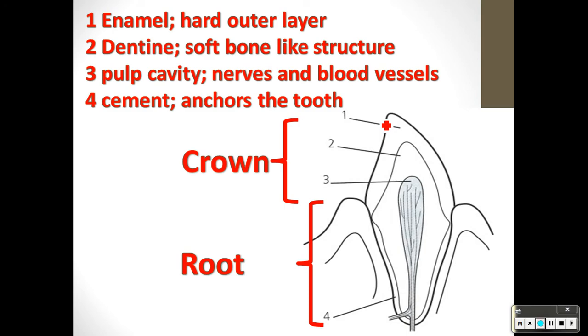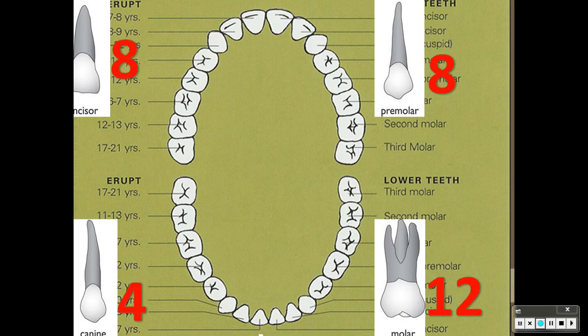Teeth 101, make sure you know the stuff. Be able to label enamel, dentine, pulp cavity, and cement. Be able to identify the crown and the root. Know your incisors, premolars, canines, and molars, your numbers, and your locations.